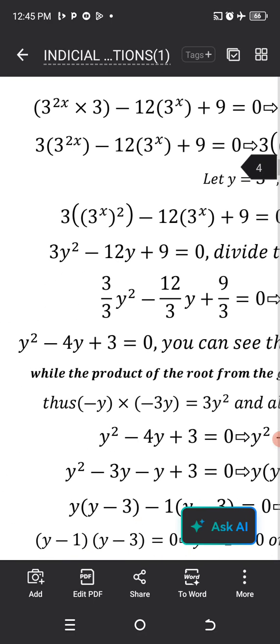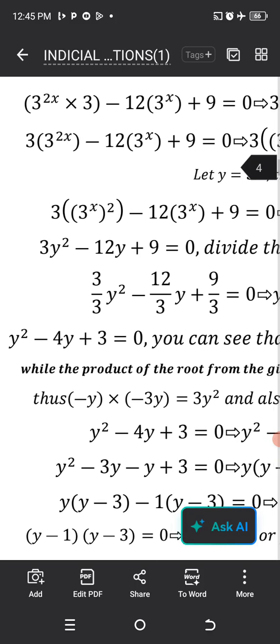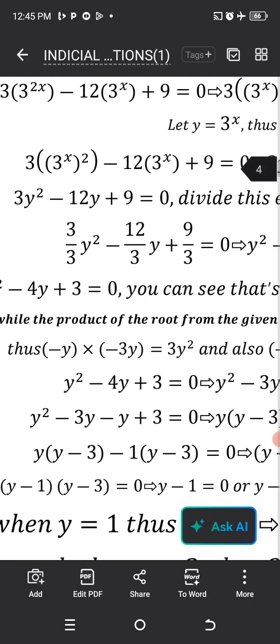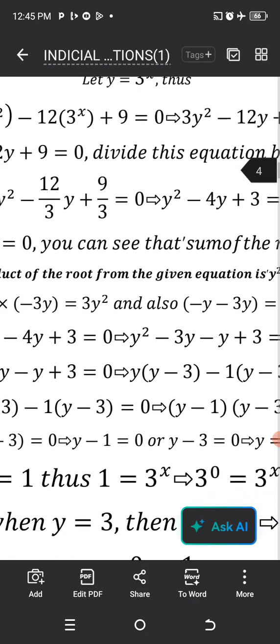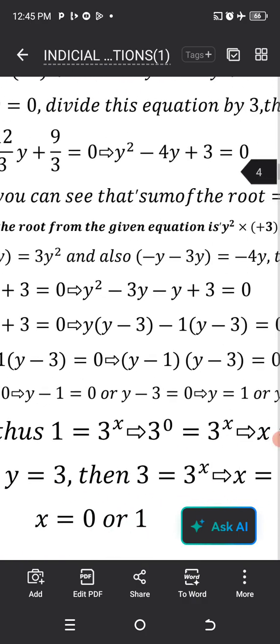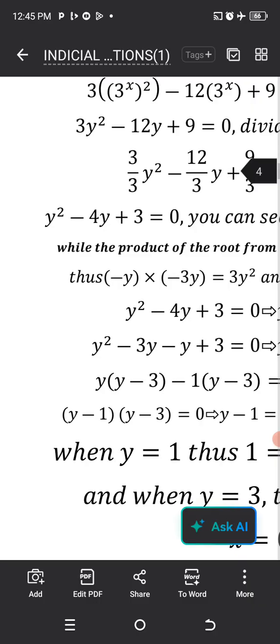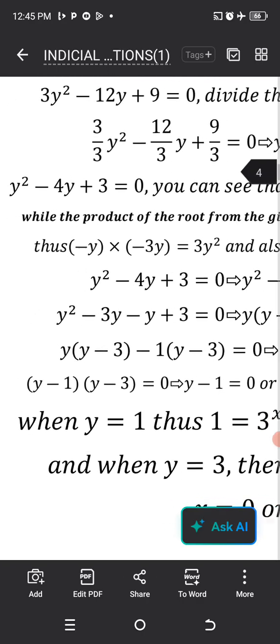Once we have 3y squared minus 12y plus 9, 3 can divide through, so you just divide this equation by 3. That was why we're having the expression here: y squared minus 4y plus 3 equals 0. So we can solve this by using factorization method, quadratic formula or completing the square. Any one you feel like using, because this has led us to a quadratic equation. And me, I'm using factorization method.